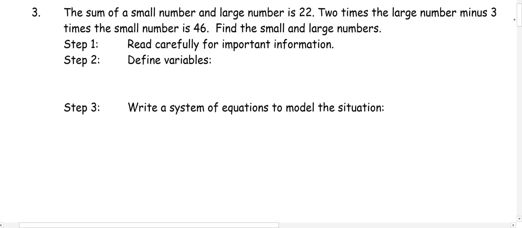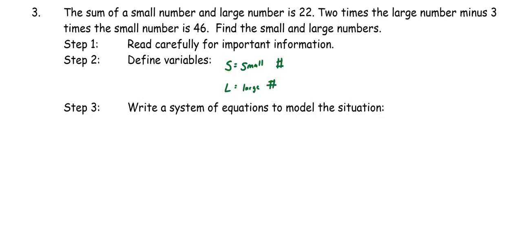In number 3, the sum of a small and large number is 22, and 2 times the large number minus 3 times the small number is 46. In this case, they're giving us two sentences that have our equations in them. So first we need to identify the variables. We're trying to find the small and the large number. So let's use S for small number and L for large number.